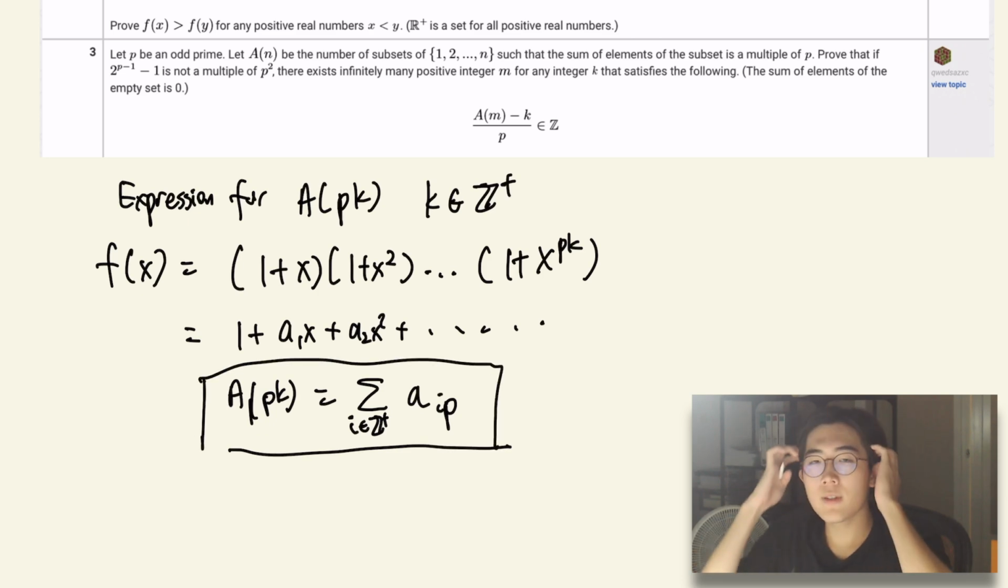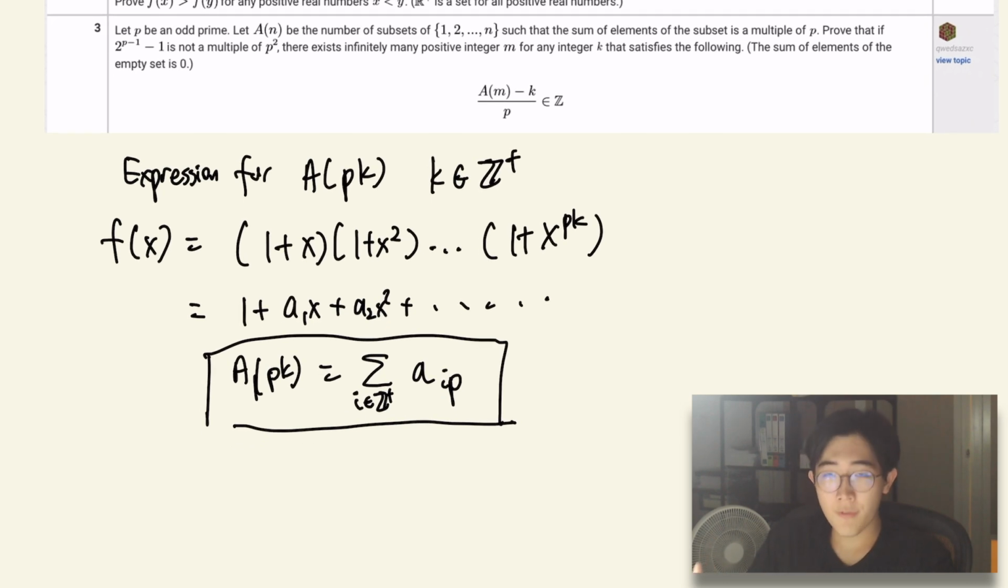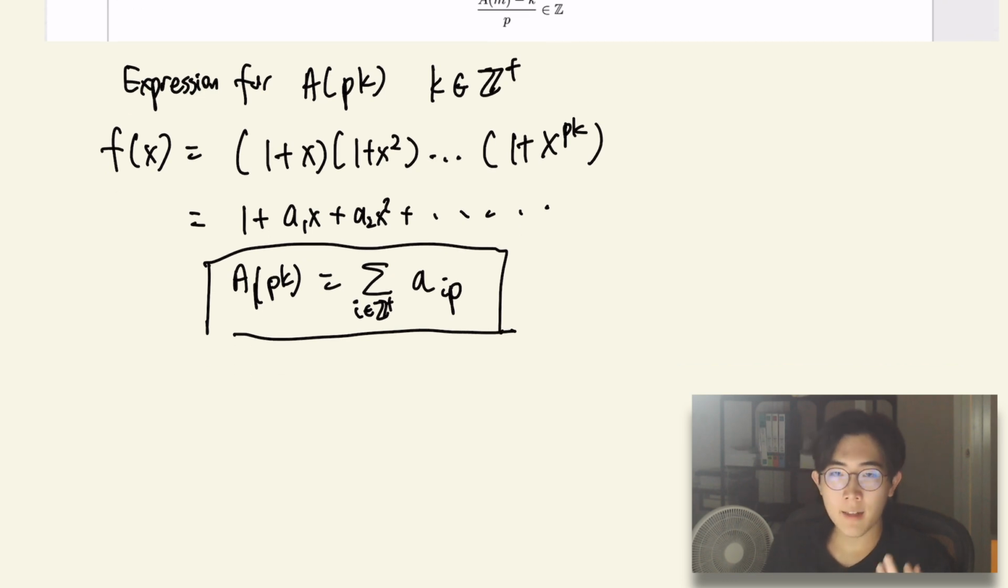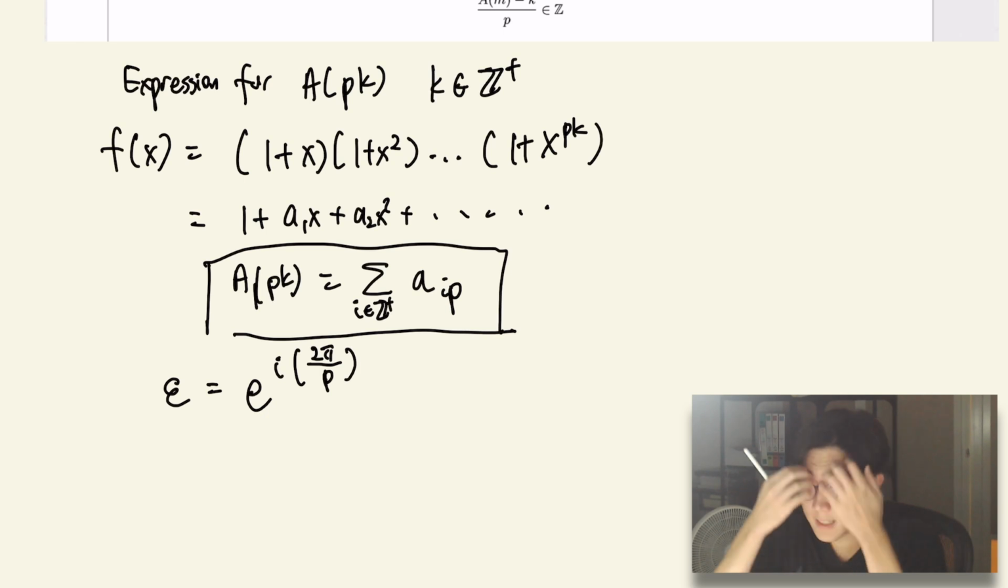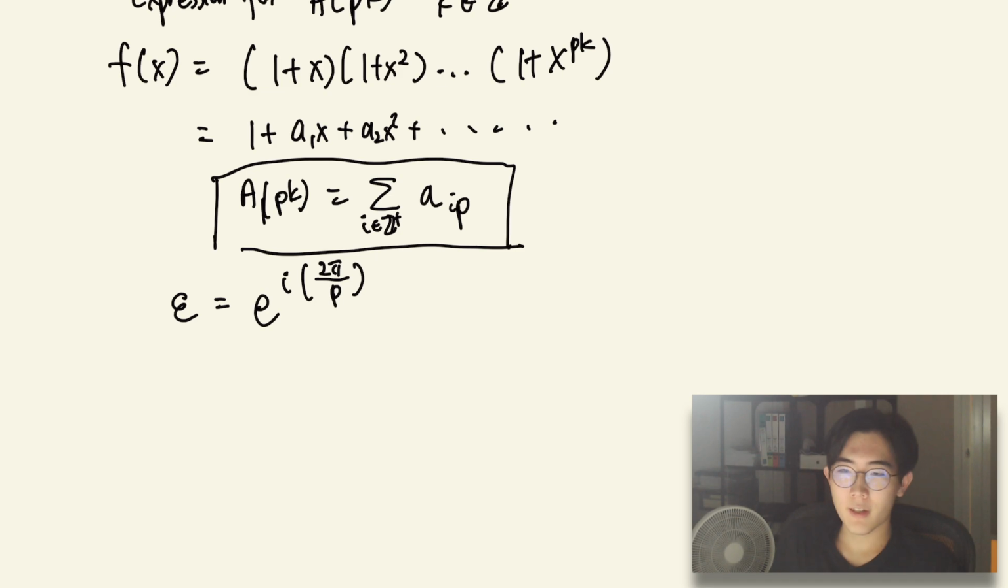Now I'll be using complex combinatorics to actually find a way to evaluate the summation of a_ip. Okay, so before we start, we need to define the complex number. So we'll let the complex number be sigma, and it will be equal to e to the power of i 2 pi divided by p, where p is the prime. So this is like a magical expression which you should perhaps memorize or take note of in the future.